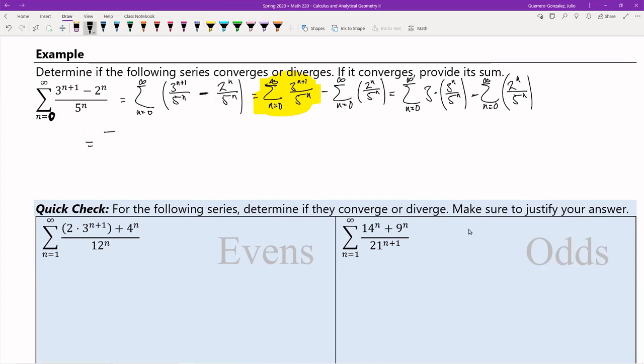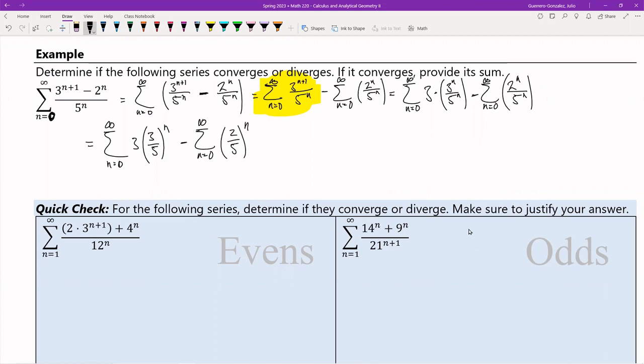There we go. Okay, so sum n equal 0 to infinity 3 times 3 to the n divided by 5 to the n, that is 3 over 5 to the n, minus the sum n equals 0 to infinity of, I'm going to do the same thing for that tail end, right? 2 over 5 to the n.